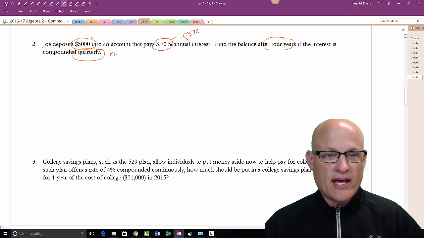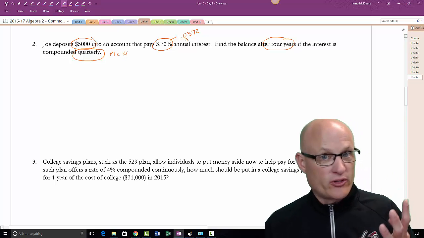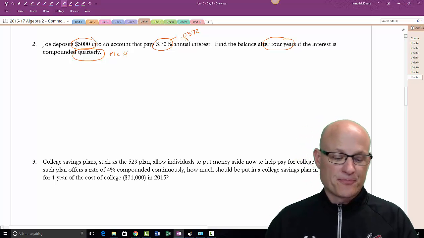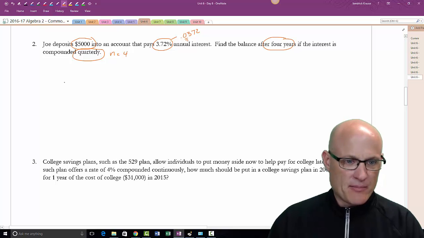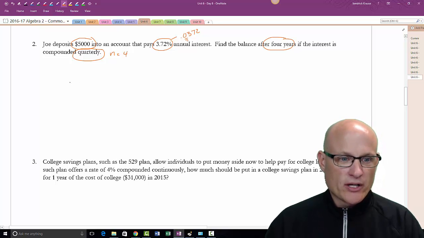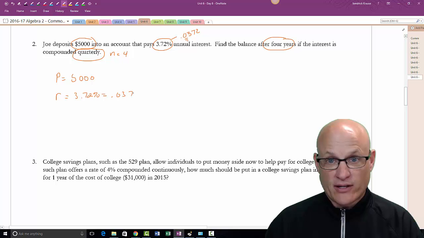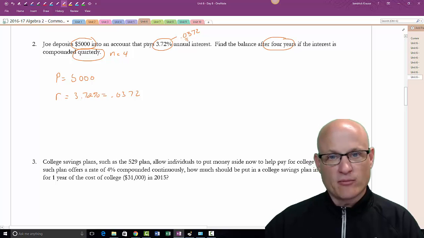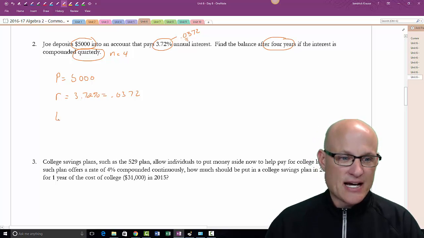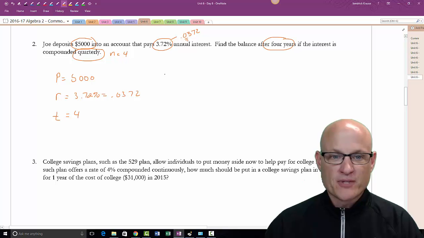Now, quarterly means n equals 4. Think about it. There's 4 quarters in a dollar, 4 quarters in a football game, 4 quarters in a basketball game, although I'm not sure, maybe they play by half. So let's see. Our principal amount is $5,000. Our rate is 3.72%, which we've already said is 0.0372. Basically, if it's less than 10, put 0.0 and then tack the number on. The time is 4 years.